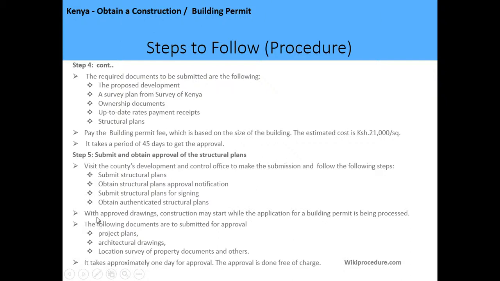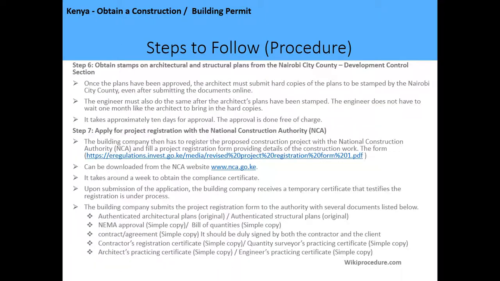After that, with approved drawings, with the authentication of the structural plans, now construction may start while you await the processing of the building permit. The following documents are supposed to be submitted for approval: the project plans, architectural drawings, the location survey of the property documents, and any other document which they may request. This process approximately takes 1 day for approval, and it's done free of charge.